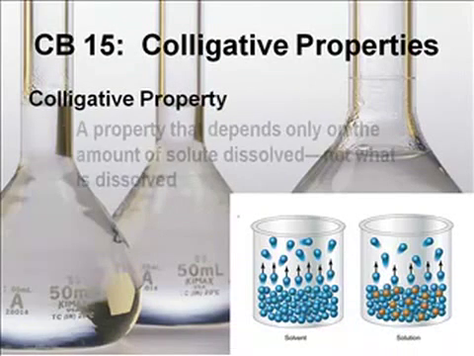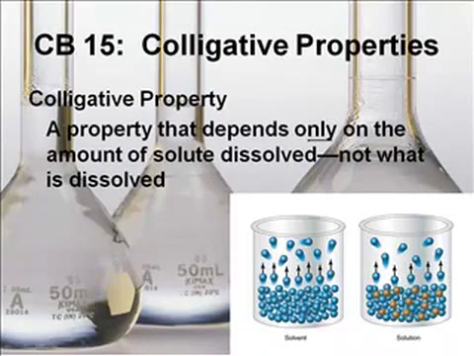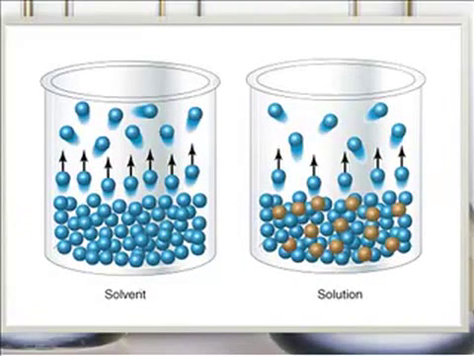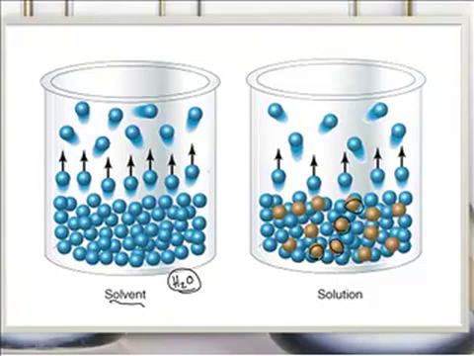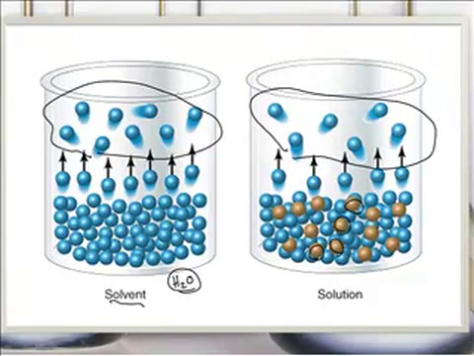A property that depends only on the amount of solute dissolved, not on what is dissolved. So how much is what matters, okay? And actually here's a good picture. If we have a pure solvent, let's just say for the sake of example, this is water right here. This water then has solute particles dissolved, the brown particles. And notice here, what's going to happen is that there are more particles here that evaporate than here. Essentially, the reason the colligative property happens is that the solute particle, the brown particle, is attracted to the blue particle, so it is less likely to evaporate. It holds on to the substance more tightly from sort of a bonding perspective.